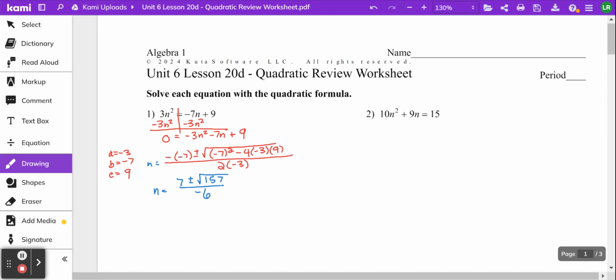Now remember, this particular problem, we are going to be using exact form. So we check, the square root of 157 is not perfect, and we would try to break this down, but nothing comes out. So the only thing we have left to do is to write our two solutions. That equals 7 plus square root of 157 over negative 6, and 7 minus square root of 157 over negative 6. Okay, and those will be our two solutions.